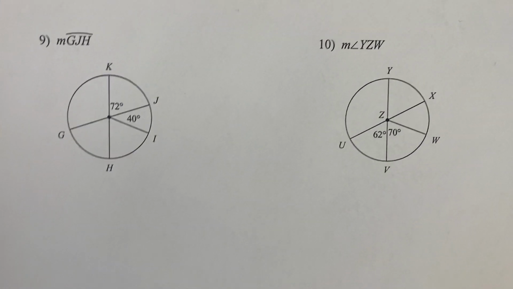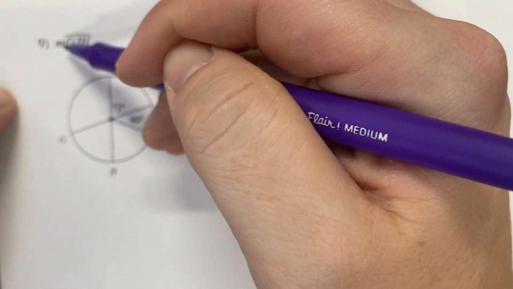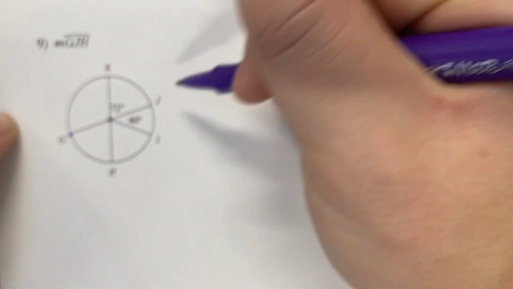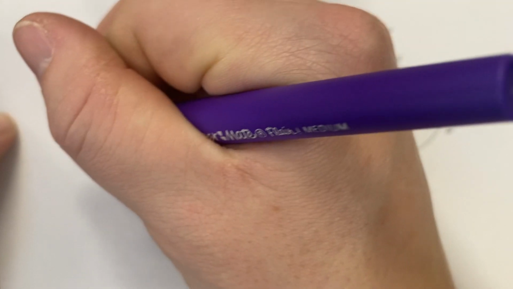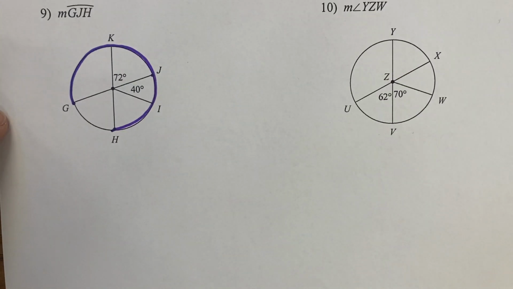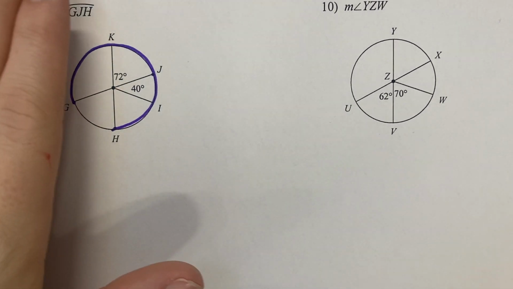Okay, two more examples. Let's look at number 9. Okay, so we're trying to find the measure of arc GJH. Okay, starting at G, going through J, ending at H. So again, this is a big arc all the way around. Okay, so we're gonna do what we've been doing.